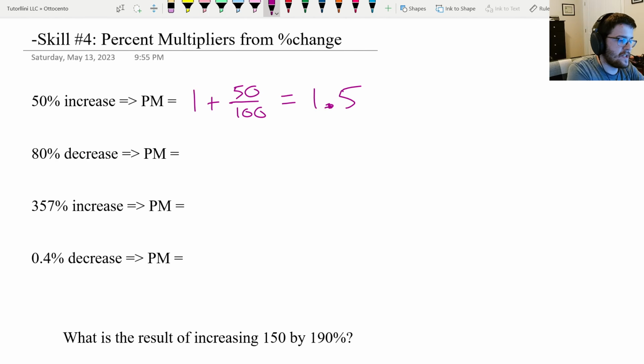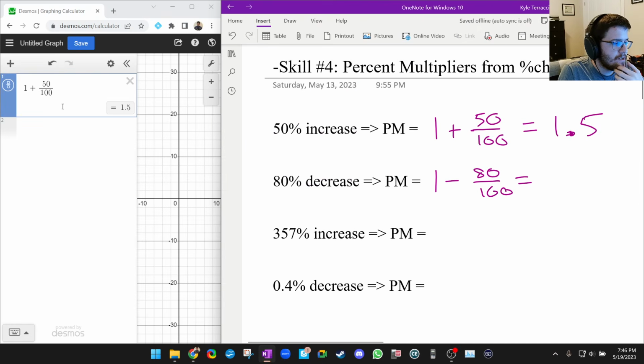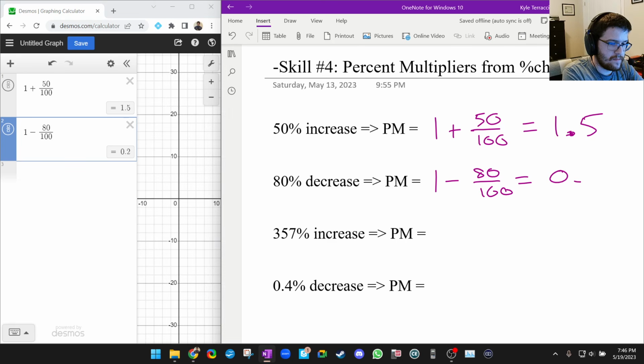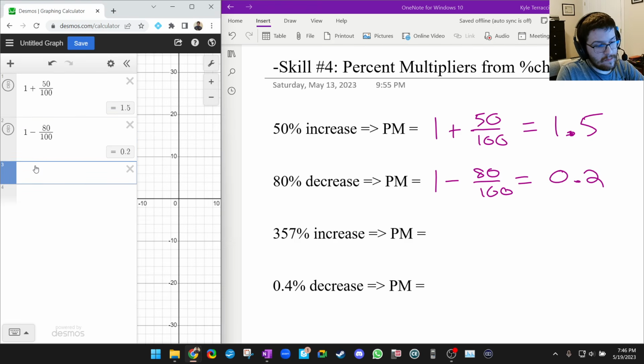All right, 80% decrease. We're going to do 1 minus 80 over 100. All right, let's go back over here. So 1 minus 80 over 100, that's 0.2. So the multiplier for that problem would be 0.2. Now, these bottom ones have much harder numbers, much harder to do in your head. So I'm not going to do it in my head.